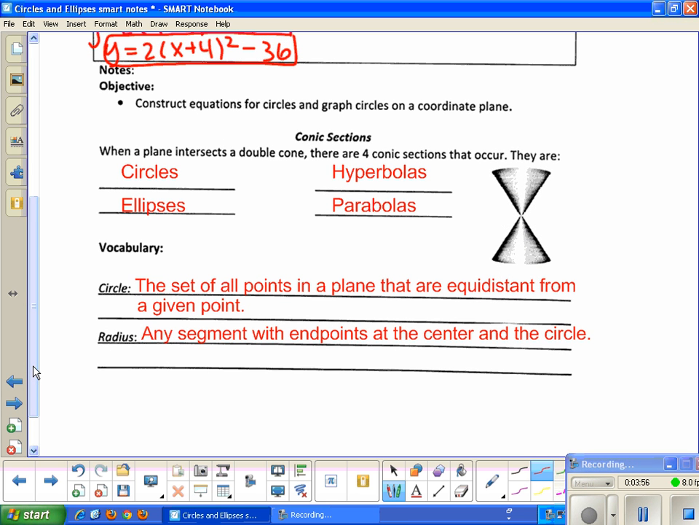When a plane intersects a double cone, there are 4 conic sections that occur. They are circles, ellipses, hyperbolas, and parabolas. So make sure you write that down on your paper in the space provided. The definition of a circle is the set of all points in a plane that are equidistant from a given point, and the radius is any segment with endpoints at the center and the circle. So that just means if we have something like this, this is the center, any endpoint would be on the circle, so that gives you your radius.